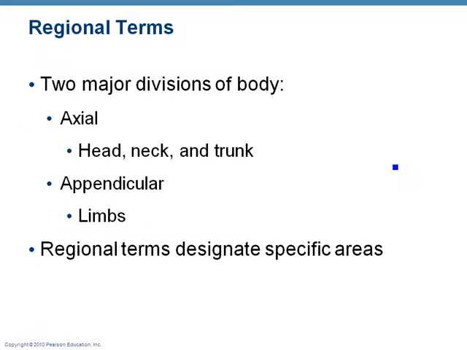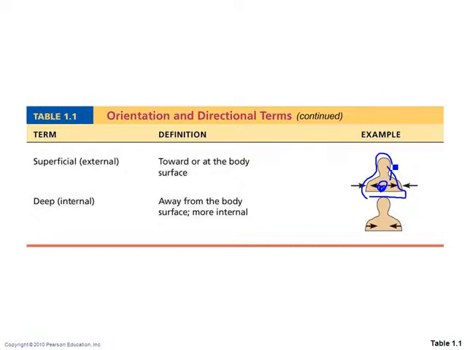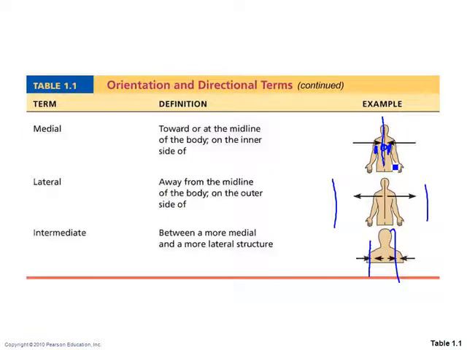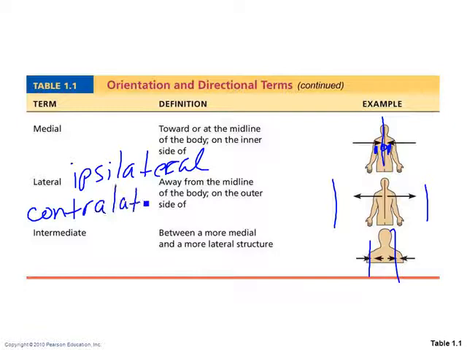Let me go back to one more. When you talk about lateral, there's two more words you can use. One is ipsilateral. That's an R. And one is contralateral. Ipsilateral means on the same side. So my right arm and my right leg are ipsilateral. They're on the same side. Contralateral means on opposite sides. So my right arm and my left leg are contralateral. So you'll see those terms as well.